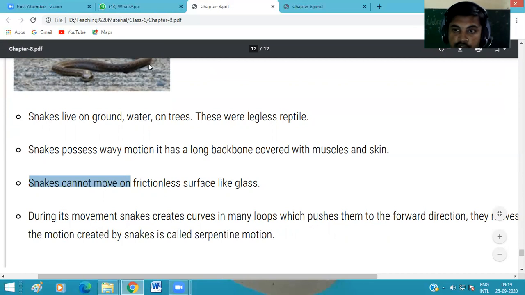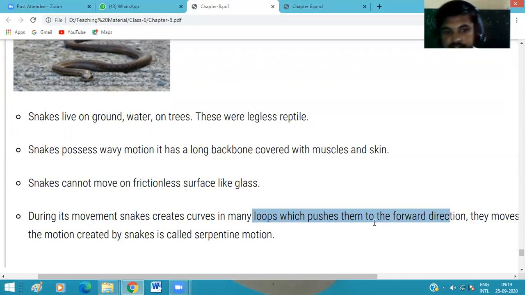It moves on the basis of creating curves and loops. By moving the curves, they create some loops in the lower surface, and the movement of these loops or rings is in the forward direction. So because its lower surface is smooth, it does not move on glass. During the movement, the snake creates curves in many loops and pushes them in the forward direction.